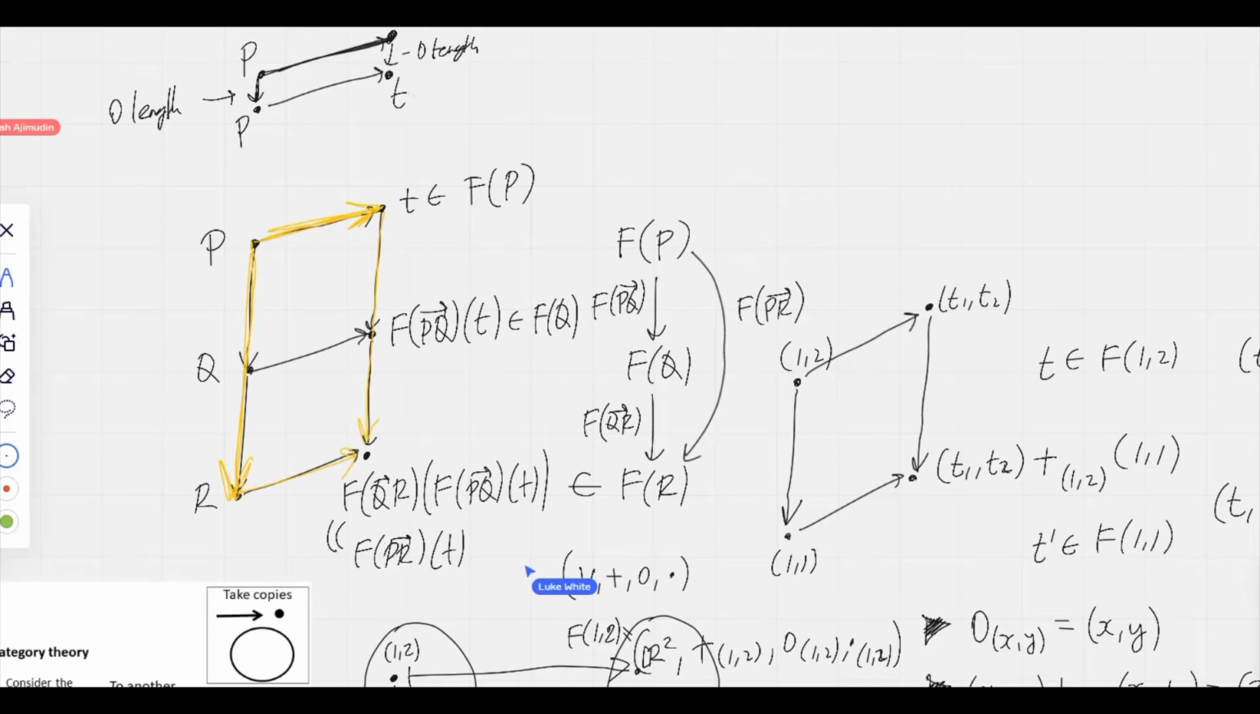Right? Yes. So f of the identity arrow of p will map t always to itself. And that's the other rule that the functor needs to satisfy. Yes, that makes sense. Geometrically.